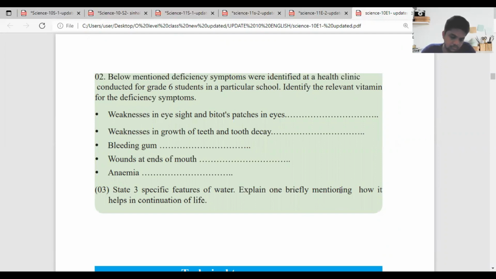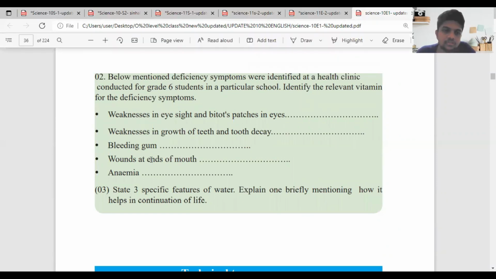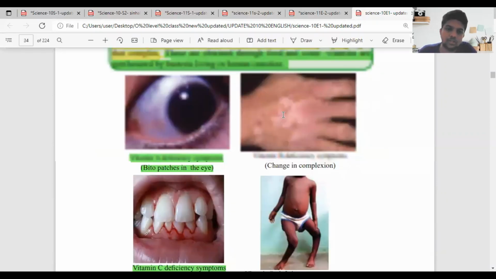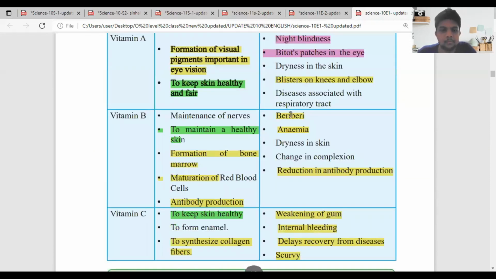The fourth one is, I don't know the answer. Yeah, wounds at the end of the mouth. Wounds at the end of the mouth, what is it? Vitamin B, let's see. Anemia, darkness, changes in the complexion. Vitamin B, there are two types now. Vitamin B is the second one.